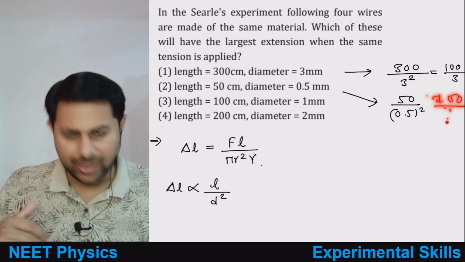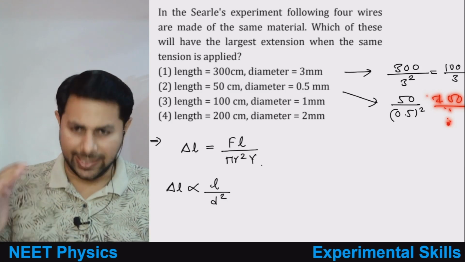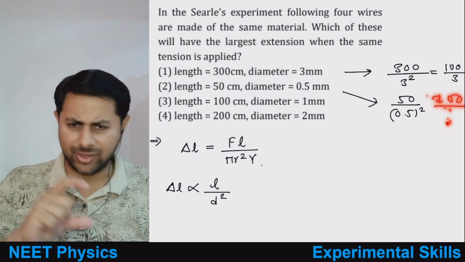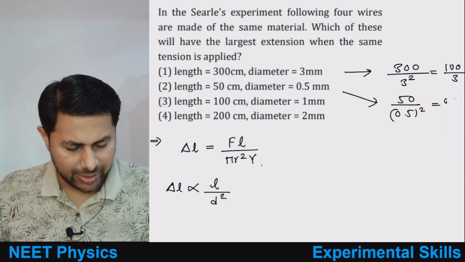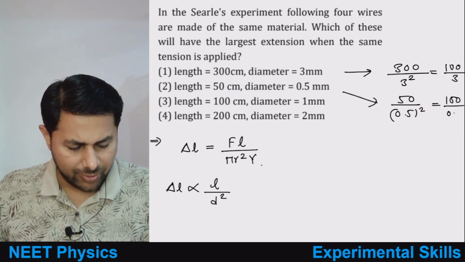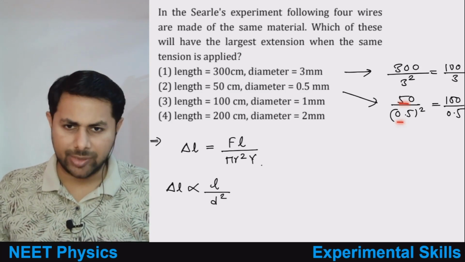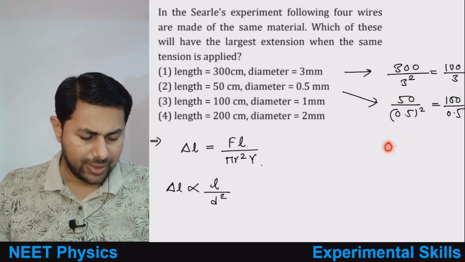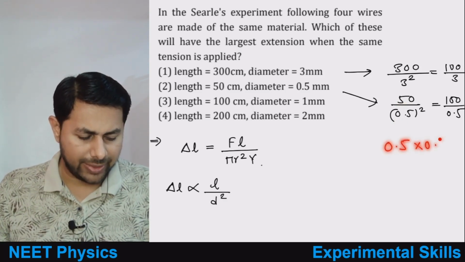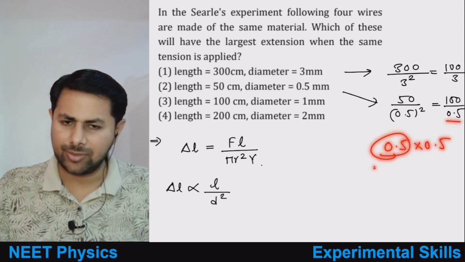Then if the denominator is more, that means the extension would be less, right? That means the fraction would be less, right? So this is 100 divided by 0.5. This one will give you 100 divided by 0.5, right? I'm multiplying numerator and denominator both by 2. So it's 50 times 2 is 100, and 0.5 times 2 is 1. Then what remains is 0.5.